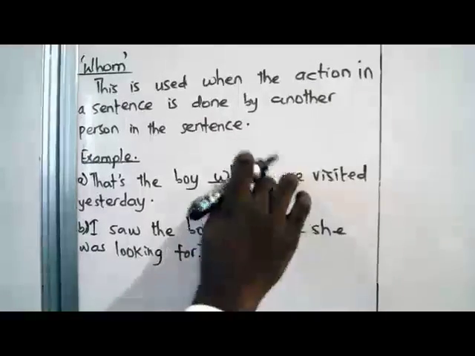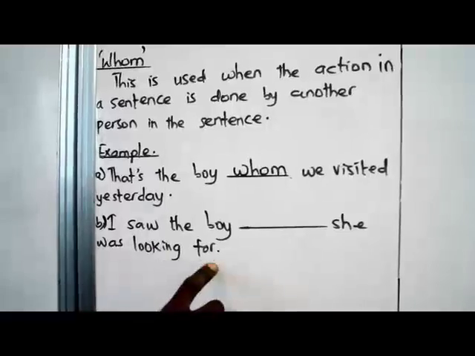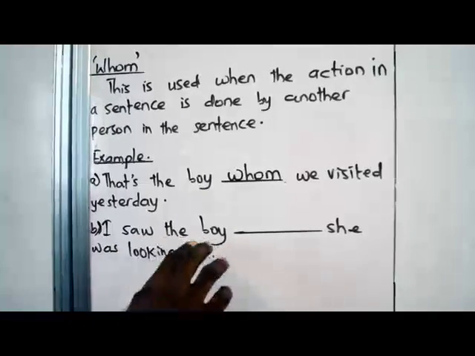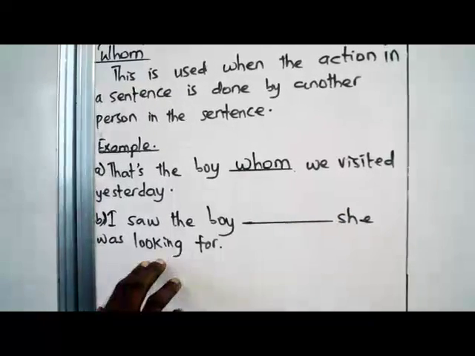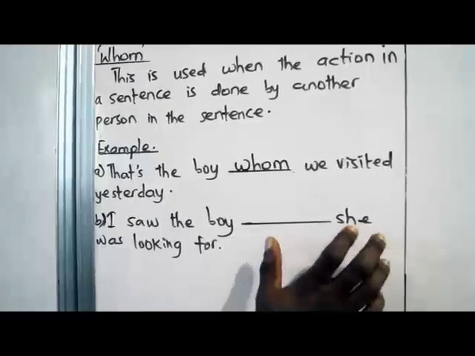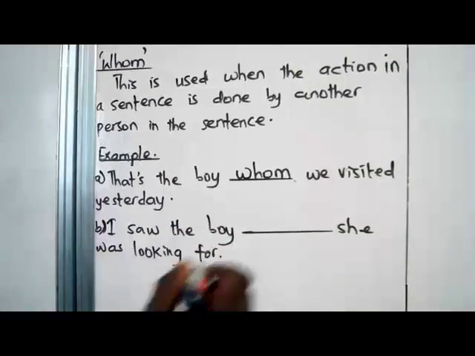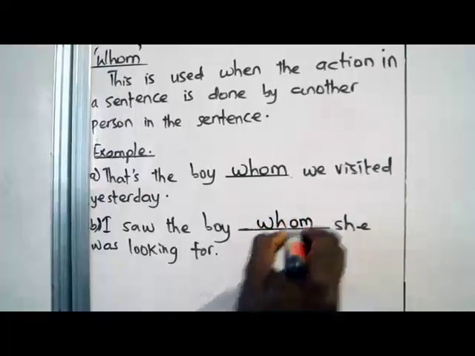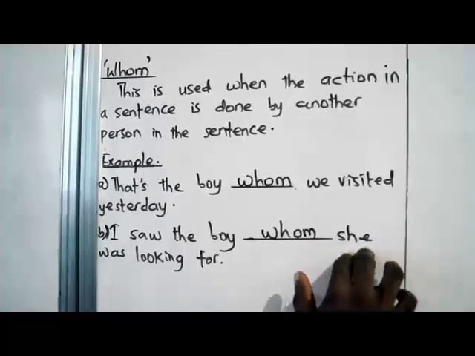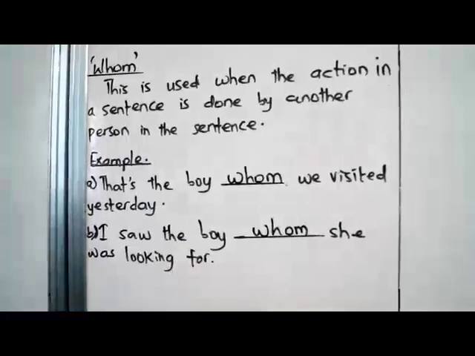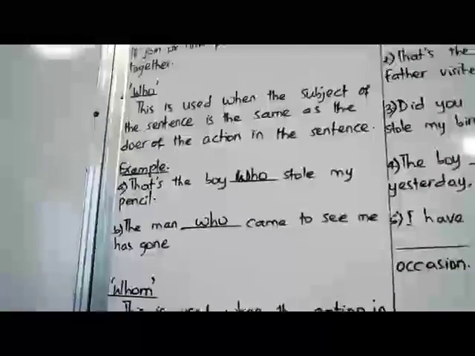Now let's look at the second example. I saw the boy that she was looking for. Now, the subject of the sentence is the boy, because that's the person we are talking about. Now, the action of the sentence is looking, and it was somebody else that was doing the action of the sentence, she. So because the subject is not the same as the doer of the action in that sentence, I use the word whom. So if I take it again, I saw the boy, the subject of the sentence, whom she, another person in the sentence, was looking for. So this is how to use who or whom in sentences.